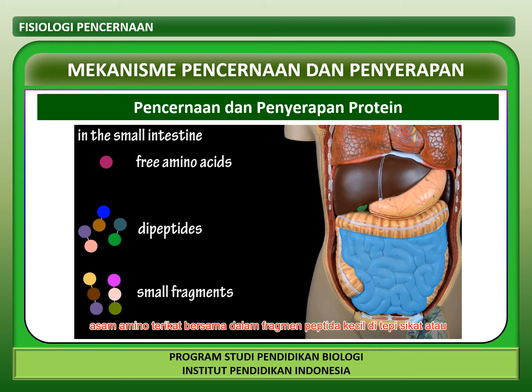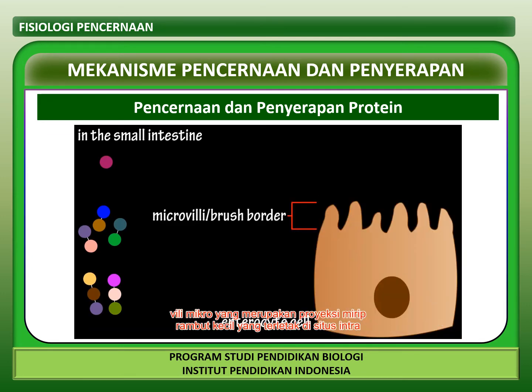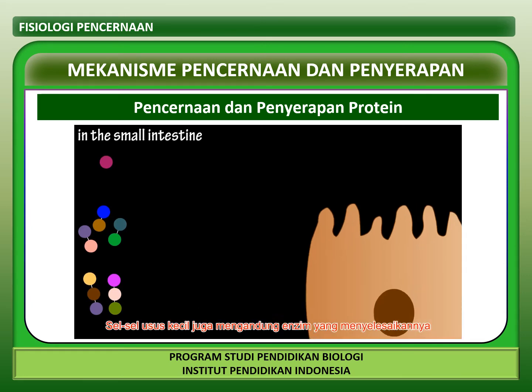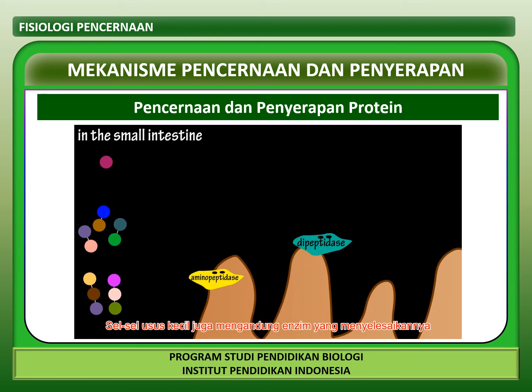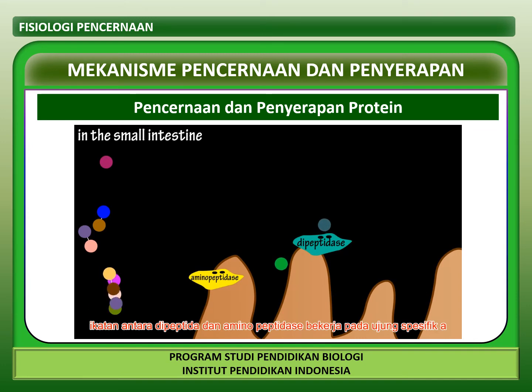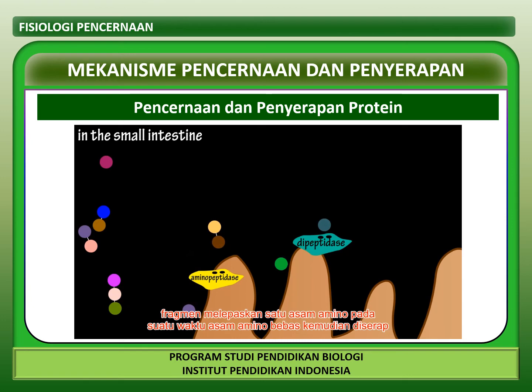The brush border, or microvilli, which are tiny hair-like projections located on the enterocyte cells of the small intestine, also contain enzymes that finish the breakdown process. The brush border enzyme dipeptidase breaks the bond between dipeptides, and aminopeptidase acts on a specific end of a fragment, releasing one amino acid at a time.